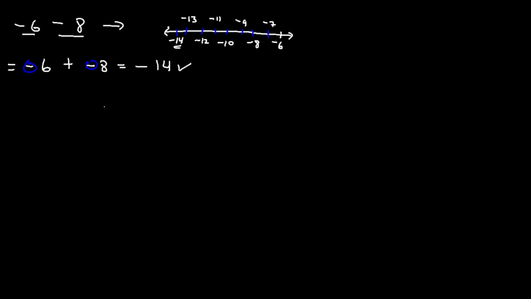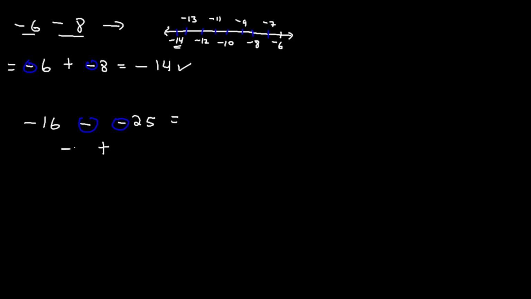Here's another example. Try this one. Try negative 16 minus negative 25. Now, this is where many students get confused. And don't get confused. Whenever you see double negatives or double minus signs, what you need to do is simply convert this into a positive. Change it into a positive.